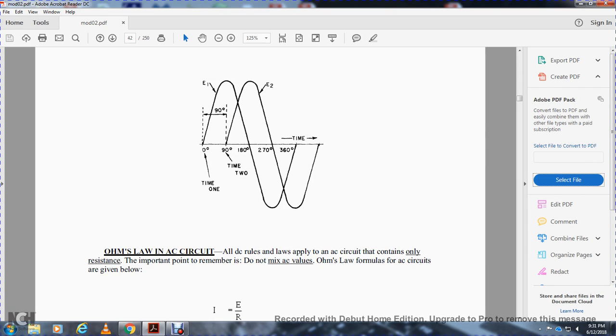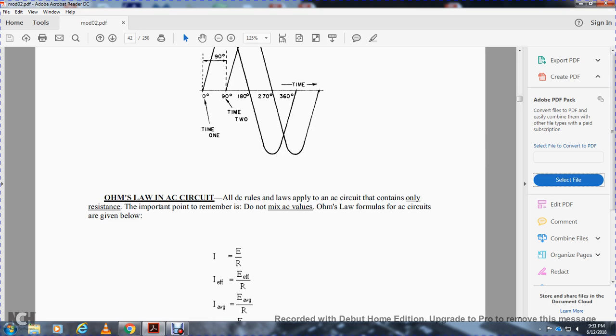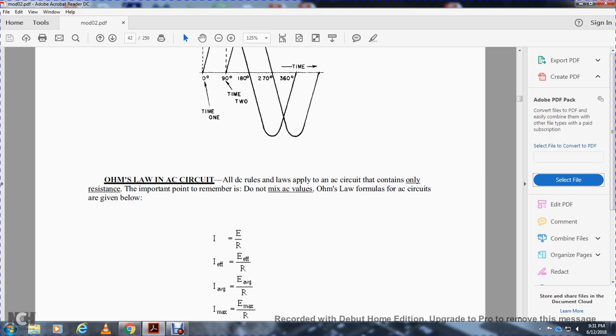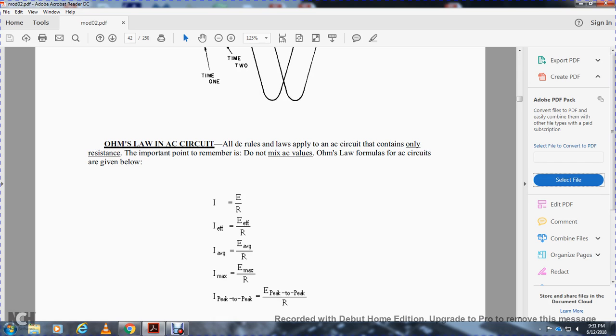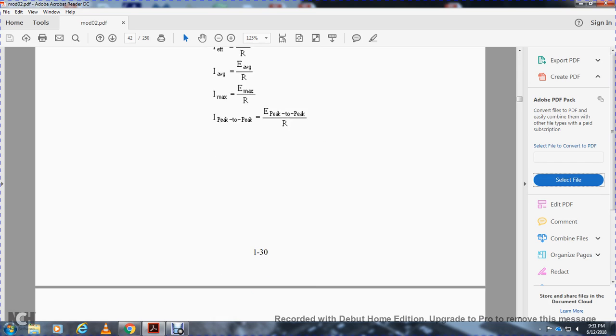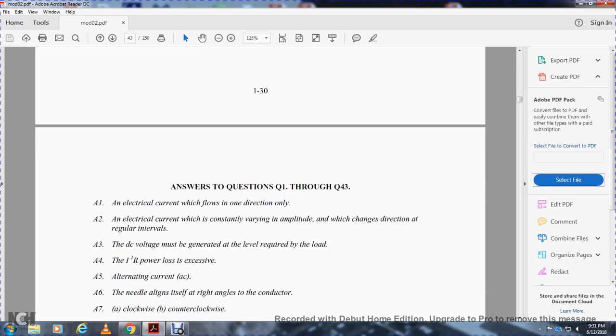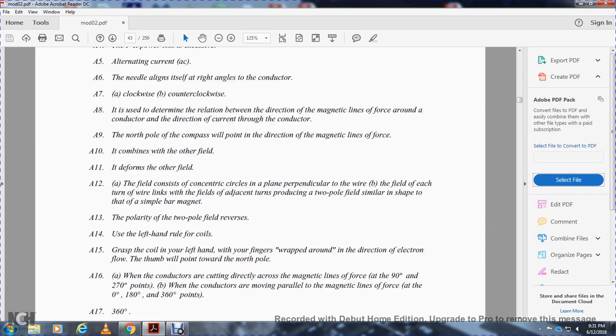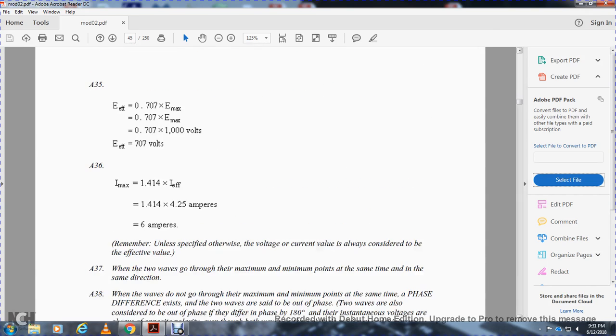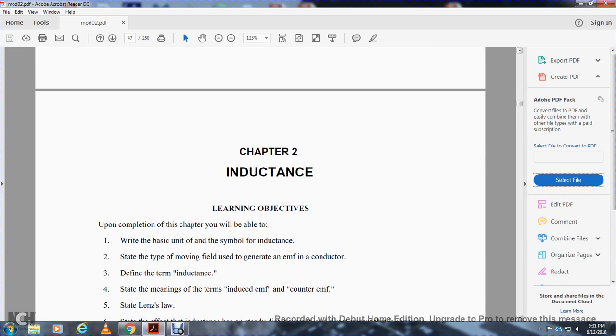Ohm's law values for AC circuits are given as amps equals voltage over ohms. Effective amps is equal to effective voltage over ohms. Average amps is equal to average voltage over ohms, and peak to peak amps is equal to peak to peak voltage over ohms. So as long as ohms is in the equation, it applies. And these are the answers, and we'll move on to section 2, inductance.